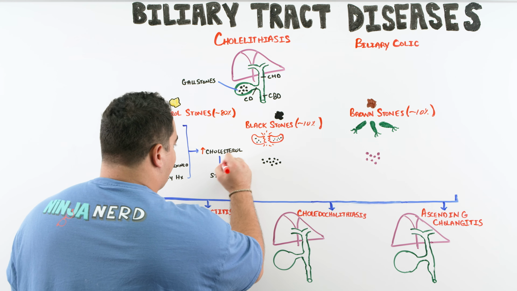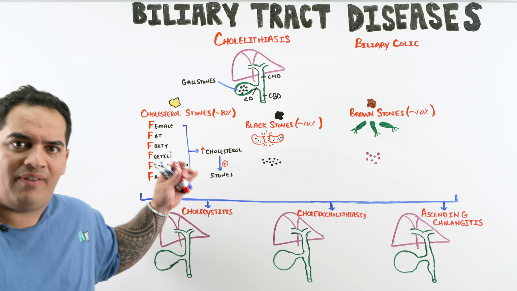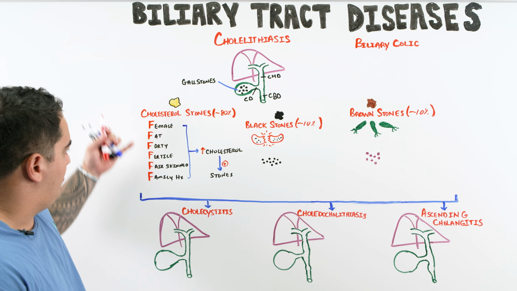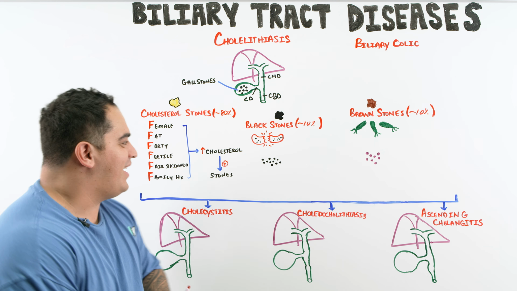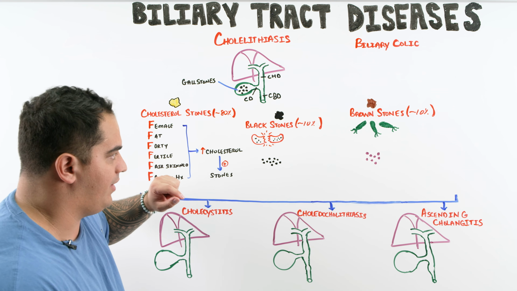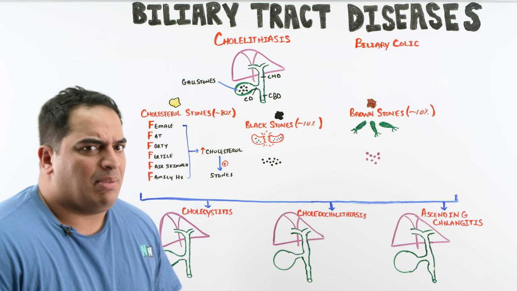So there's one way. Cholesterol stones: female, fat, 40, fertile, fair-skinned, family history. And again, if I miss one, they're 40. So again, that's going to be the big thing to remember for the particular risk factors associated with cholesterol stones.